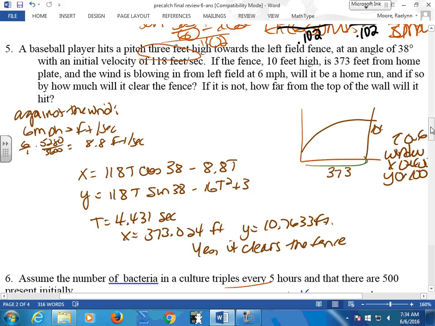Okay, a baseball player hits a pitch 3 feet high. His bat, in other words, is 3 feet off the ground. He's not batting from the floor. He bats from 3 feet up where his arms are. He hits the ball towards the left field fence at an angle of 38 degrees with a velocity of 118 feet per second.